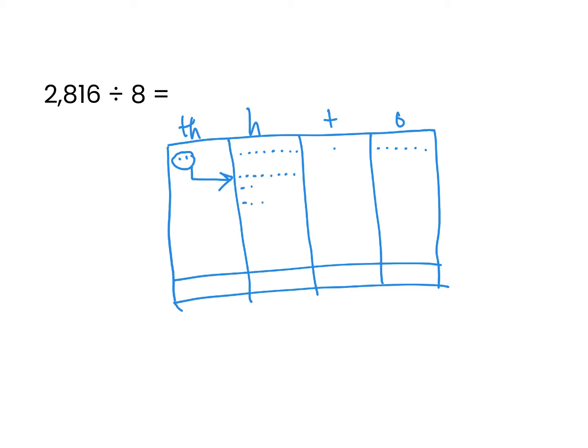1, 2, 3, 4, 5, 6, 7, 1, 2, 3, 4, 5, 6, 7, 8, 9, 10. All right, I'm going to start off. I know that I started off with 8, so I'm going to put that group down there. I have another 8 here and another 8 here.